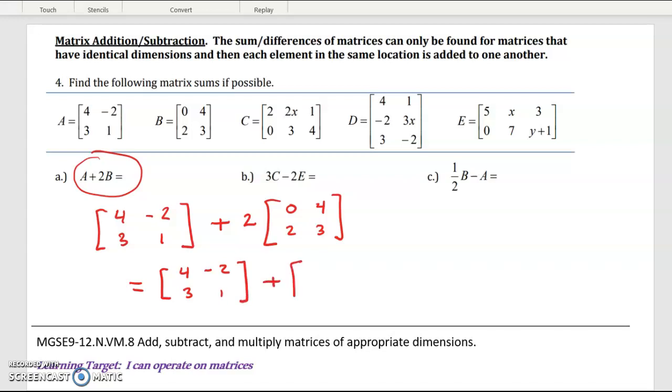So 2 times all of those elements. 2 times 0 is 0. 2 times 4 is 8. 2 times 2 is 4. 2 times 3 is 6.